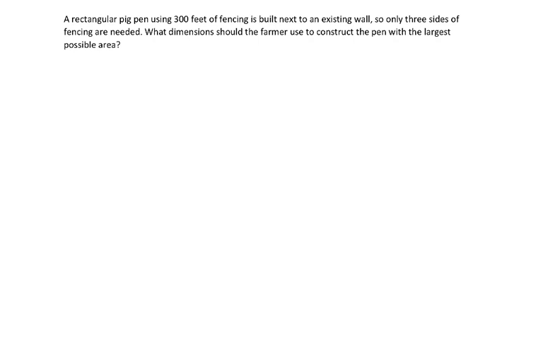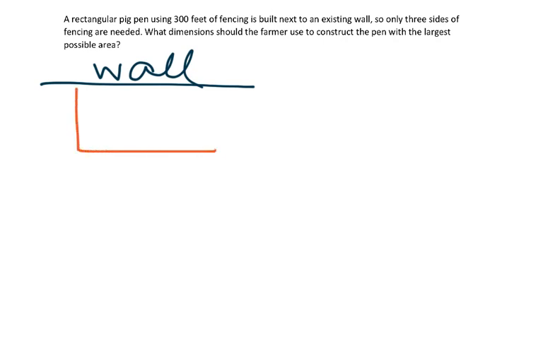Alright, so I'm going to draw myself a picture first. I've got this wall, I'm just going to say wall, and I've got some fencing. So it looks something like this. Now your picture may look a little different, your wall may be on a different side. This is just how I'm going to visualize it. It's a rectangular pig pen, so this is my length, some x, and this is my width, y, which is the same on both sides.